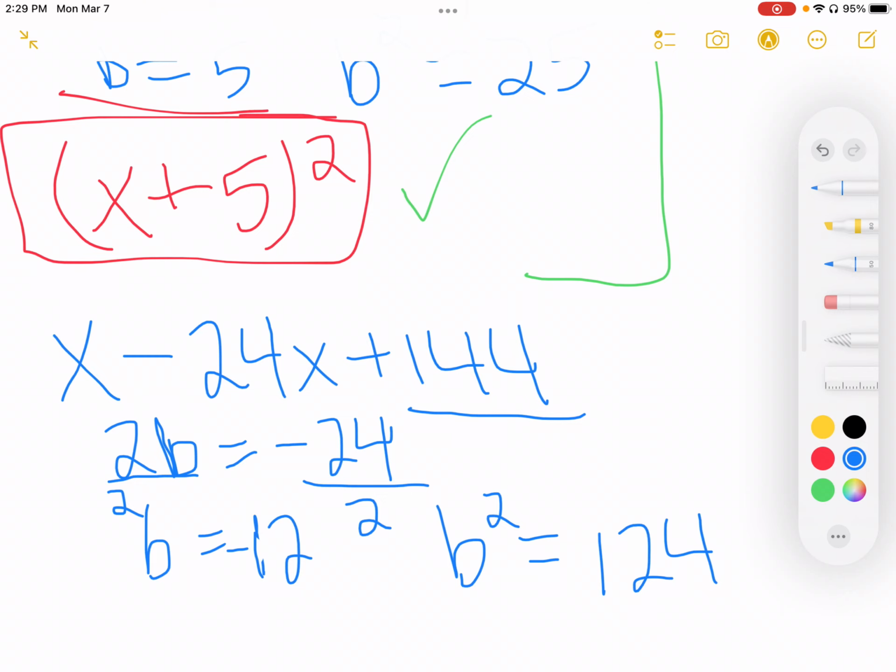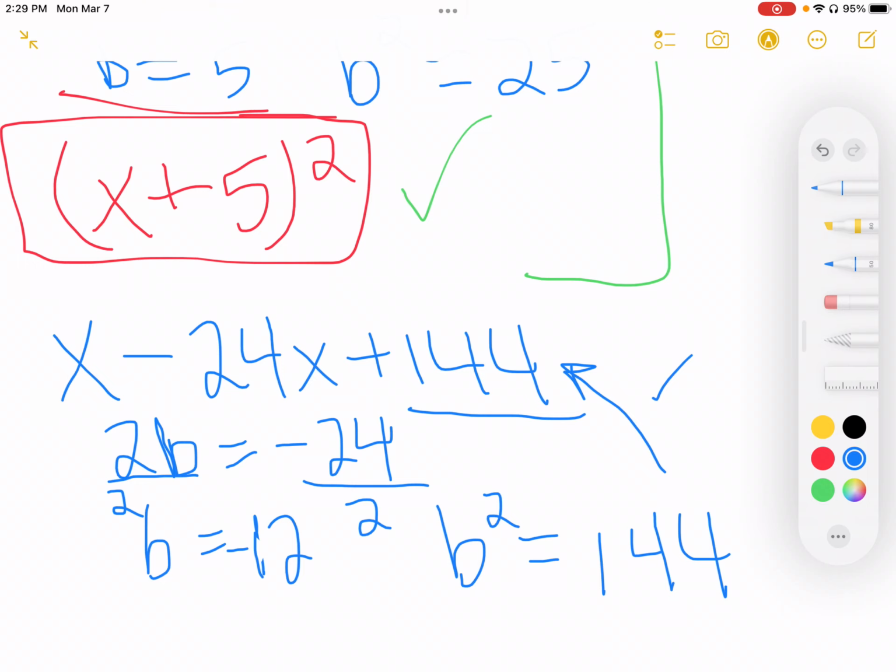I mean, sorry. I'm going with the 24. Use your calculator to double check yourself. And then 144. So we can check that off the list. It matches. So that's what you're going to do for those first 8 problems.